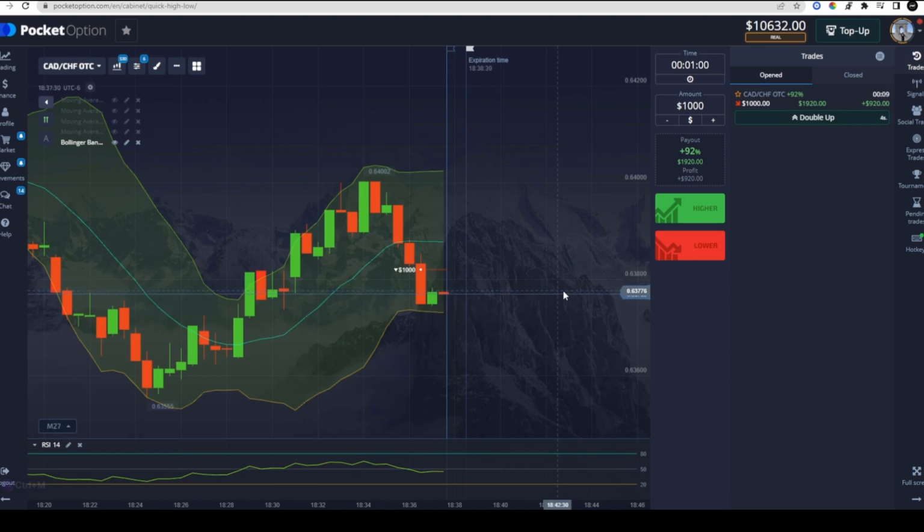This is the last trade. Even though I took it later, it was a good trade.